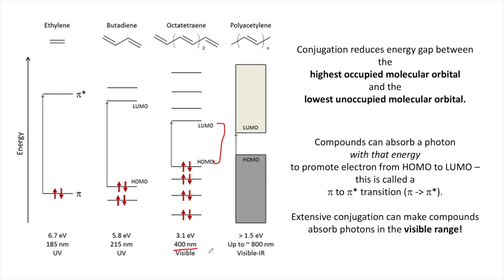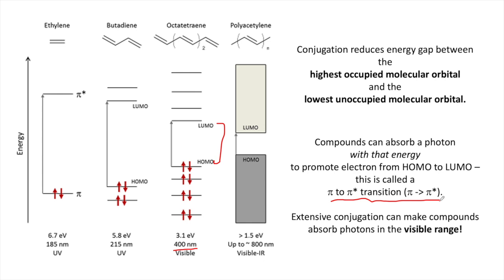So it absorbs in the 400 nanometer range. Again, a lower energy photon is required to bump a pi electron into a pi star orbital. That is called a pi to pi star transition. And that's primarily what we're talking about when we talk about UV-Vis spectroscopy. It's that pi to pi star transition we can focus on.